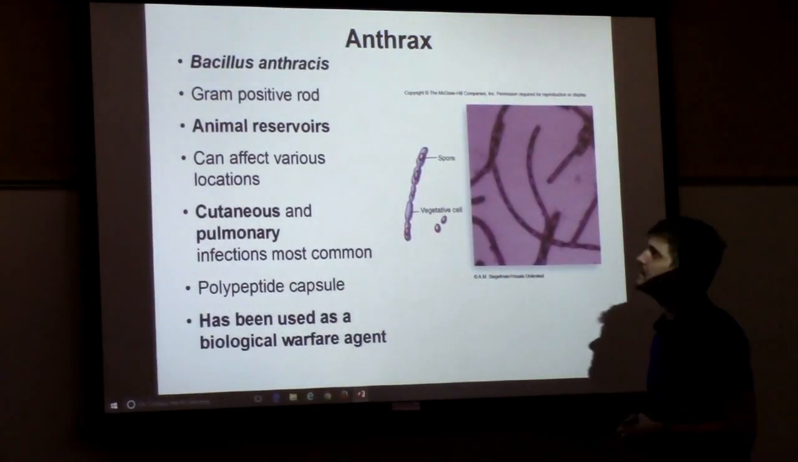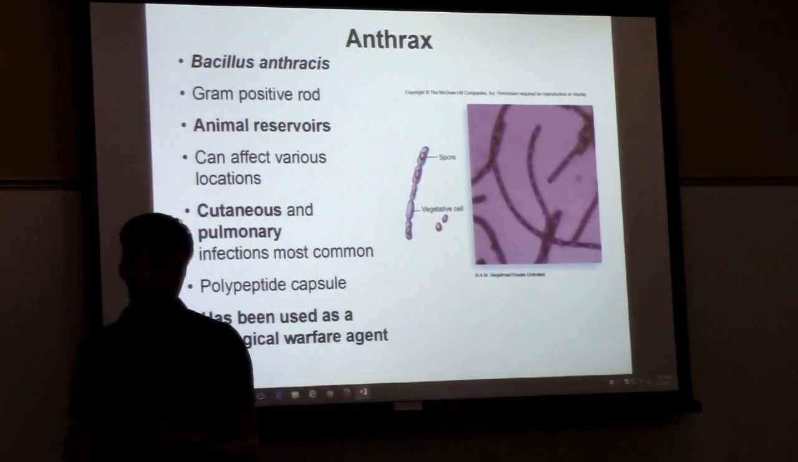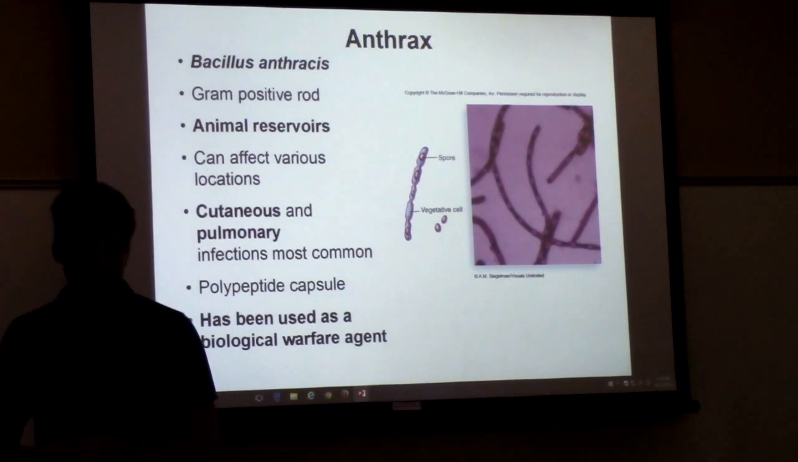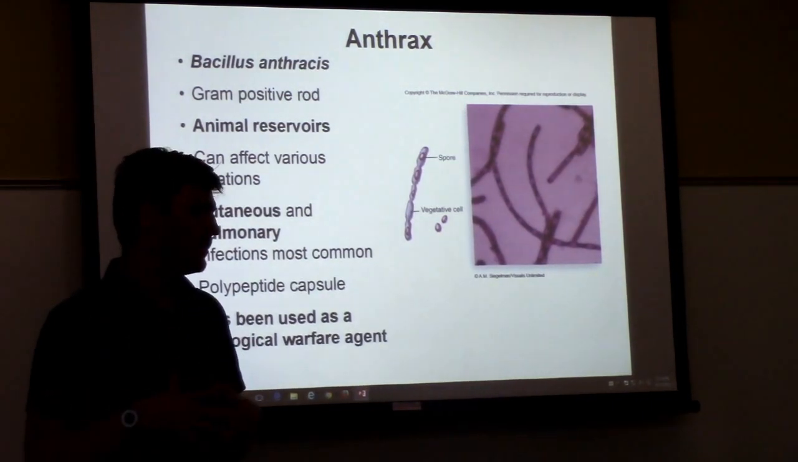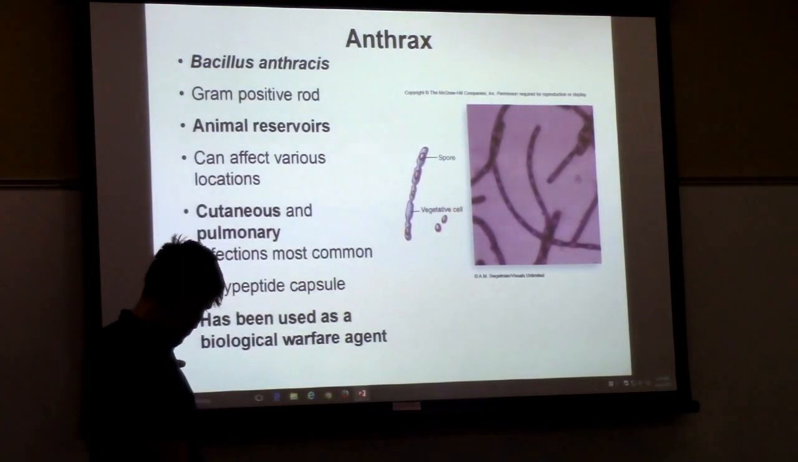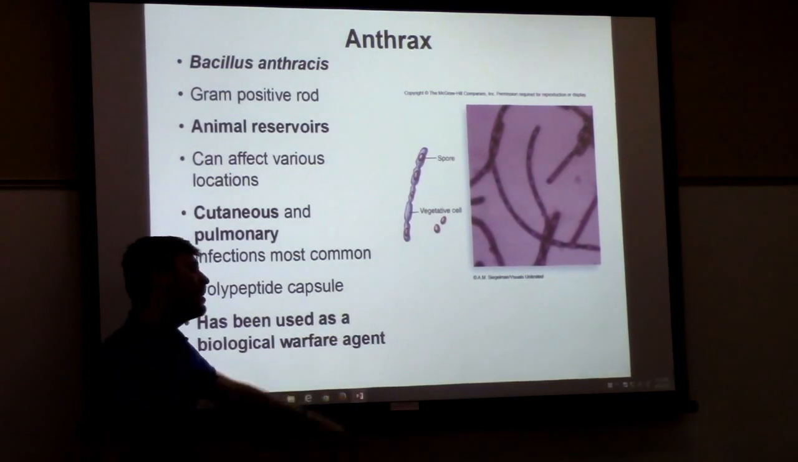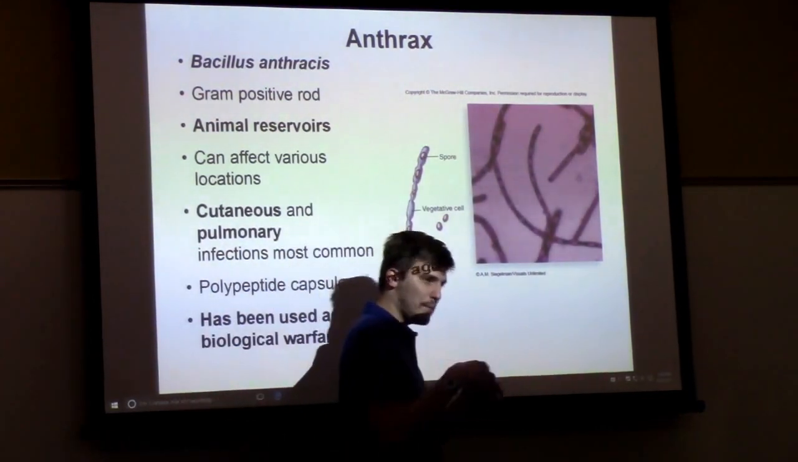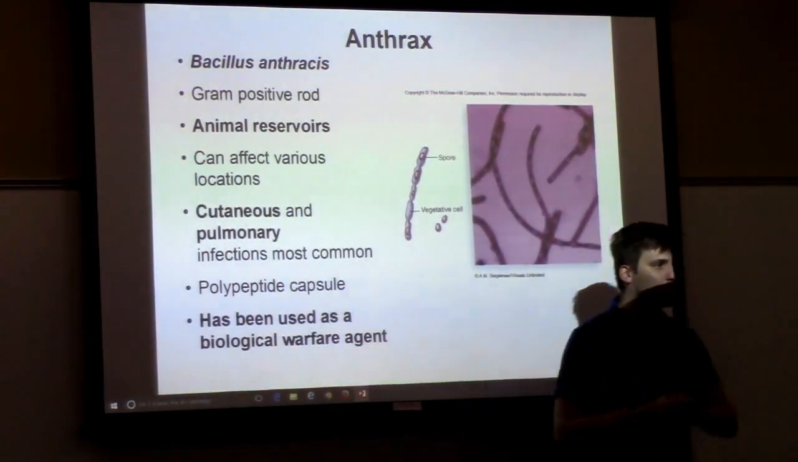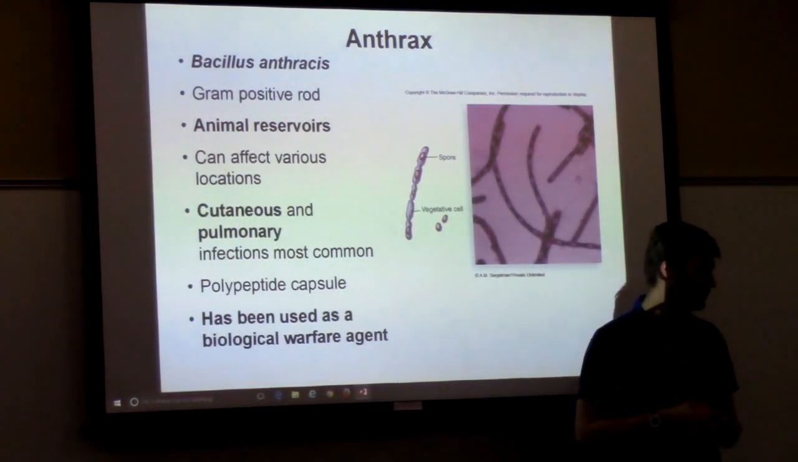Bacillus anthracis is a gram-positive rod, and it is a very prolific spore former. What that means is it's very, very difficult to kill in the environment. This is one reason why it is thought to potentially be a biological weapon, because you could grow this organism up and make spores, and then you could literally blow it up in a bomb, it would survive, and then disseminate throughout that population.